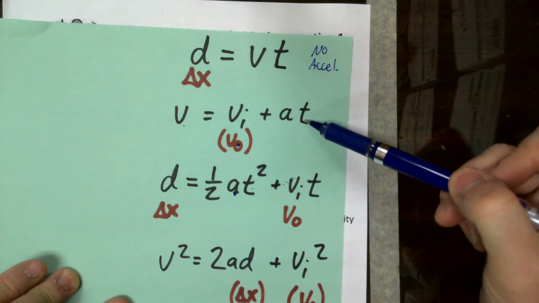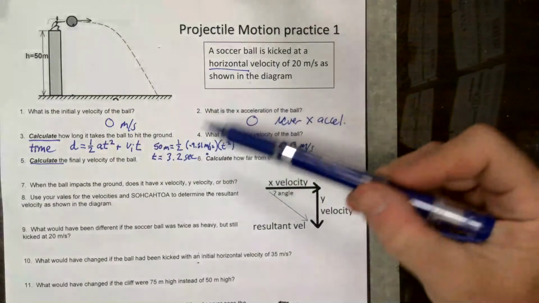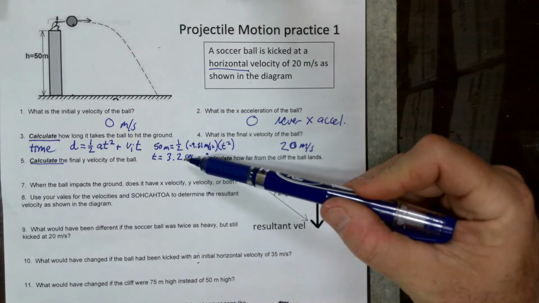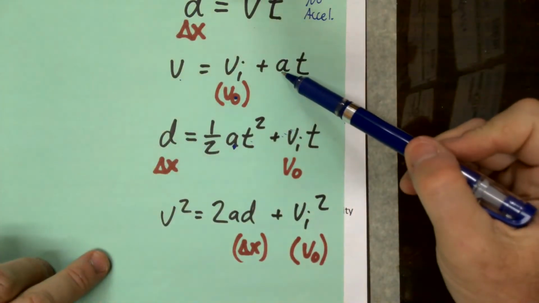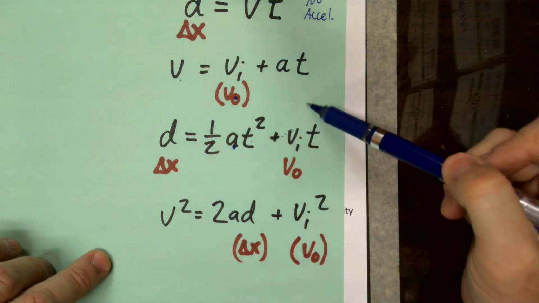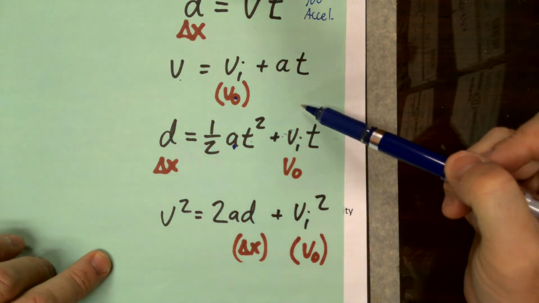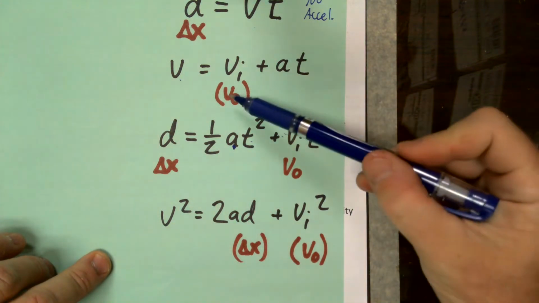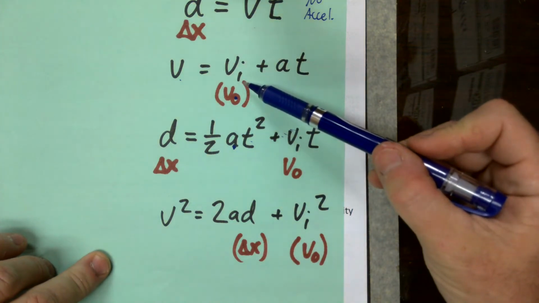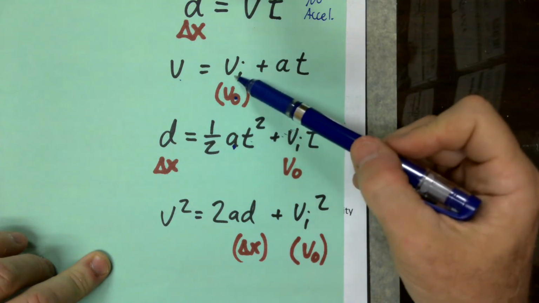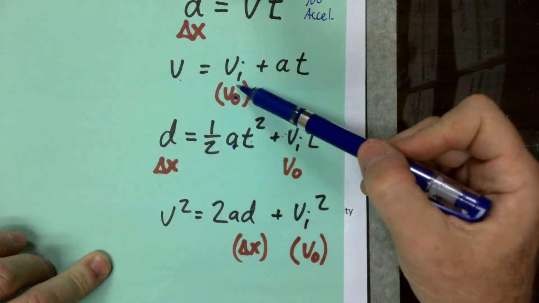Do we know how long, or the time it took to hit the ground? Sure, we just found it out. It was 3.2 seconds. Do we know the acceleration as it's moving to the ground? Yeah, it's negative 9.81 meters per second squared. Do we know what its starting velocity was? Well, in the y, it was 0. Remember, we can't use 20 here because that's in the x dimension.